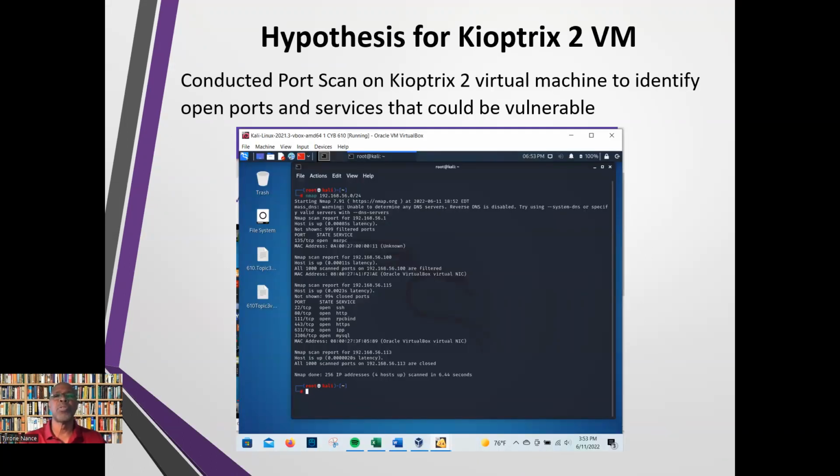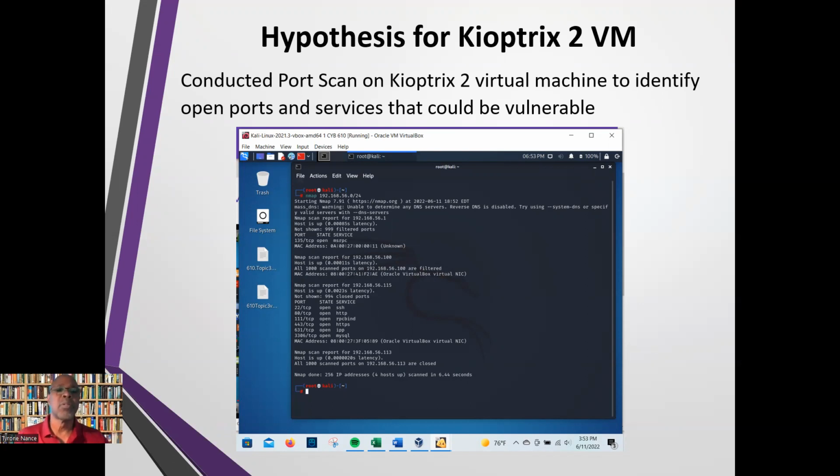Hypothesis for Chi-Optics 2 virtual machine. First, let me just discuss the hypothesis flaw methodology, which essentially is where you identify a target source, you do some research on potentially what vulnerabilities may be associated with it, then you proceed to test the target source to confirm that there are vulnerabilities on it, and then subsequent to that, you would rank the vulnerabilities and put together a plan for remediation.